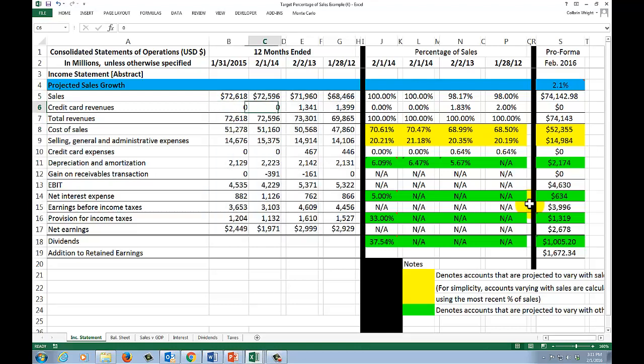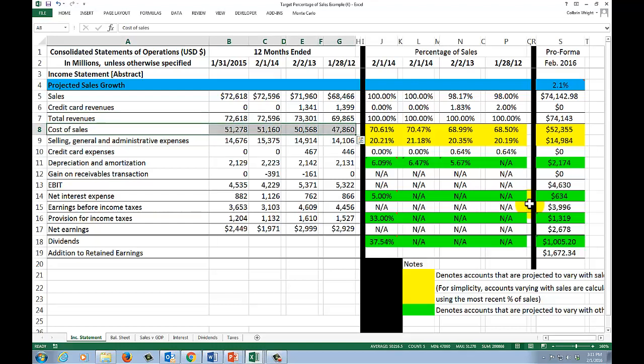Well, let me point out real quickly, Target's gone through some changes. They used to have a credit card division. They sold that off. That's why in the most recent 2 years that I have, there's no credit card revenue. So they're pretty much just back to their strict sales from their stores. Well, let's look at these accounts below the total revenue and see which ones we think vary with sales.